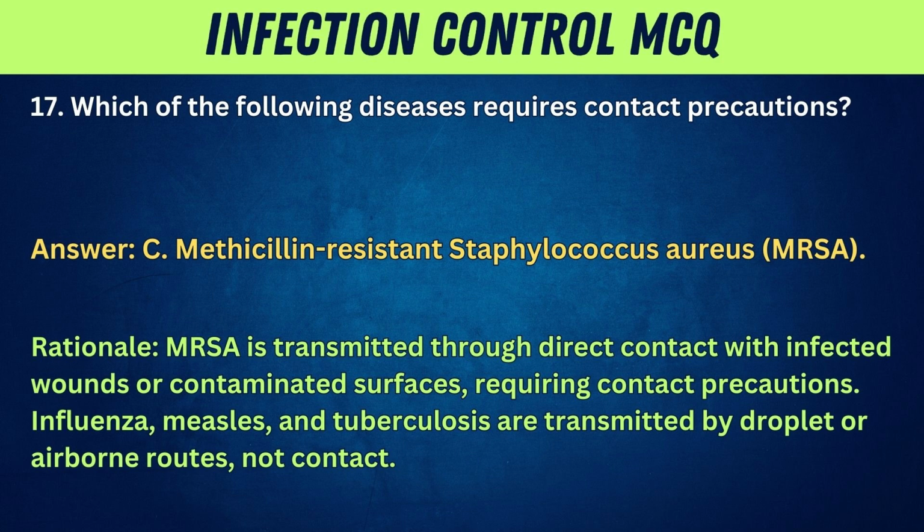Rationale: MRSA is transmitted through direct contact with infected wounds or contaminated surfaces, requiring contact precautions. Influenza, measles, and tuberculosis are transmitted by droplet or airborne routes, not contact.